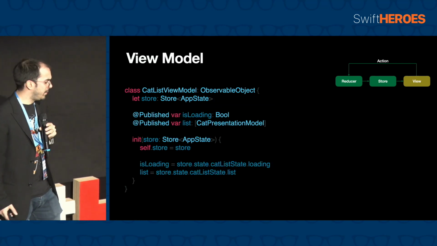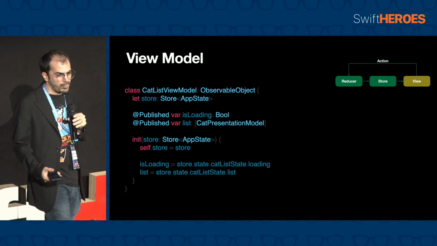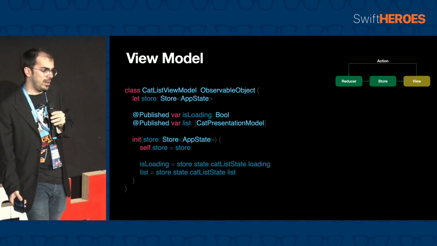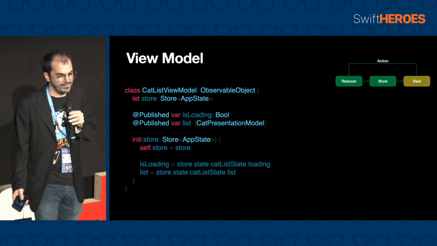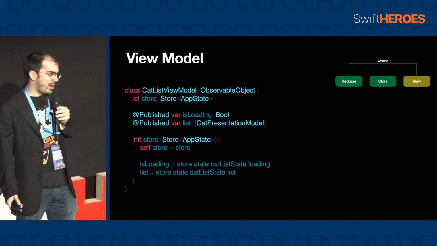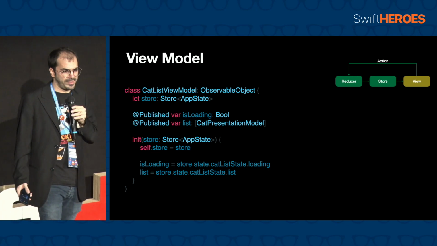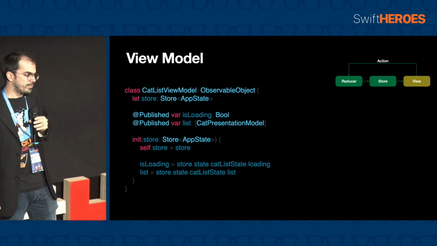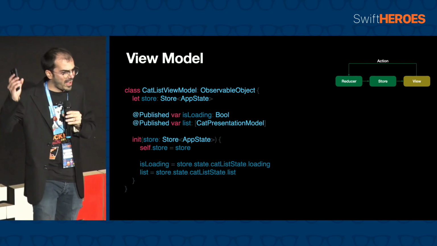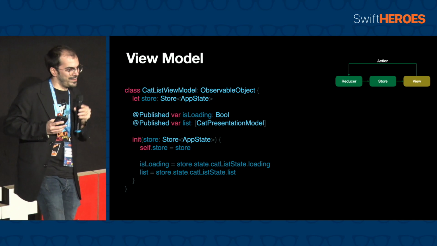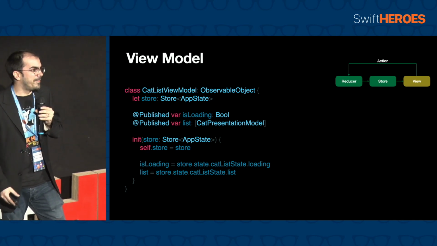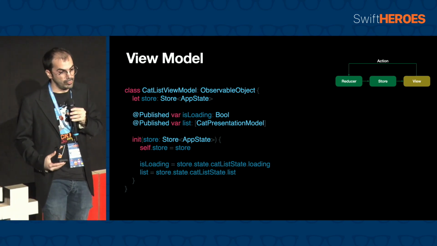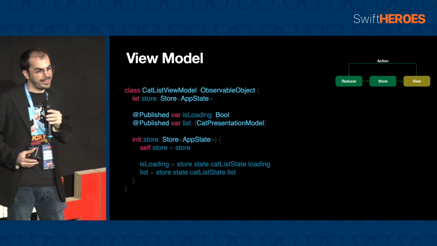The view model is very simple. It provides two published vars for updating, of course, the SwiftUI view, and a stored, immutable variable, which is the store. That is the one passed by the initializer. You see now from the diagram above, sorry, that time, we are still in the view part of our architecture.